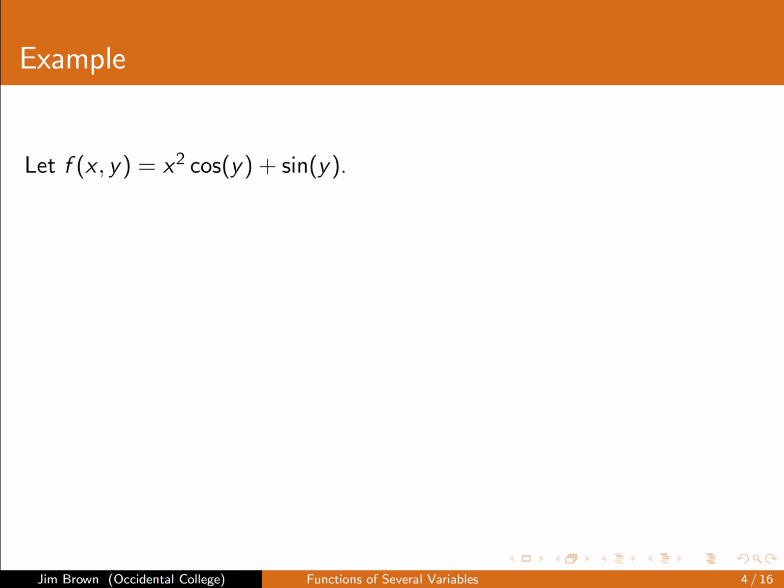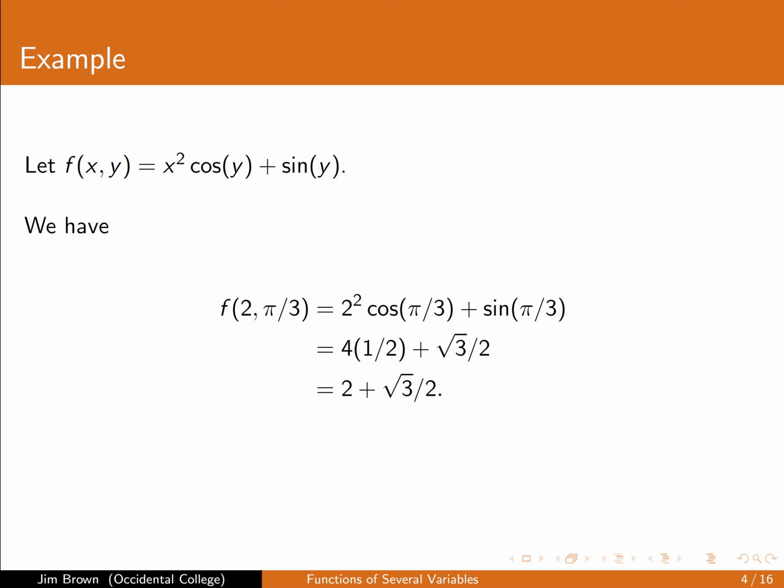So here's another example. This one just has two variables, which is going to be the type we're going to encounter most in this section. So we let f of x, y be x squared times cosine of y plus sine of y. So let's just view how we would evaluate this at a particular point. So if I take x to be equal to 2 and y to be equal to pi over 3, just everywhere where there's an x, we replace it with a 2, and everywhere where there's a y, we replace it with pi over 3.